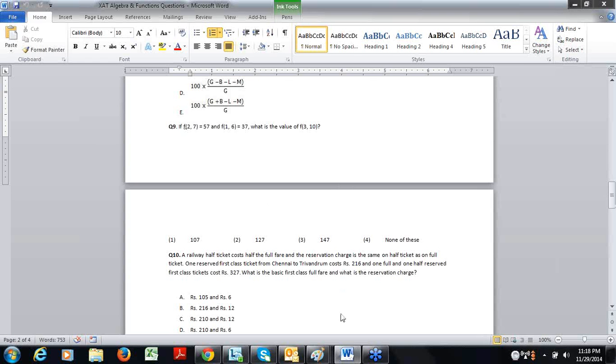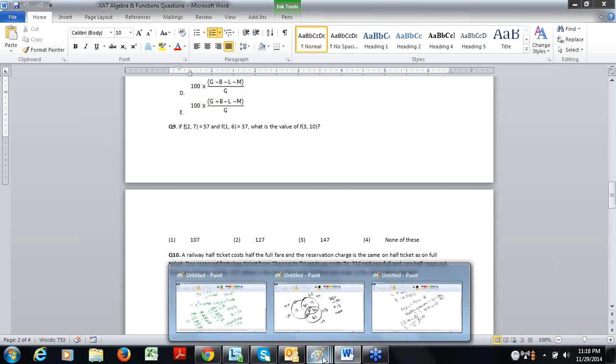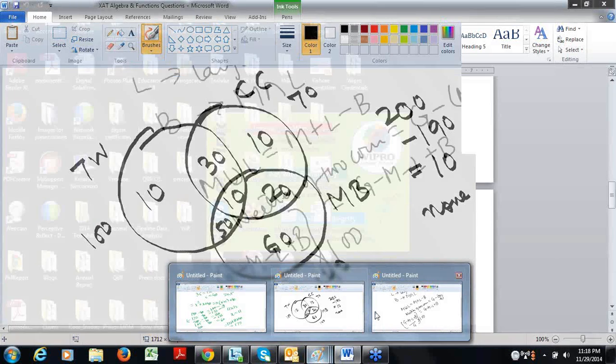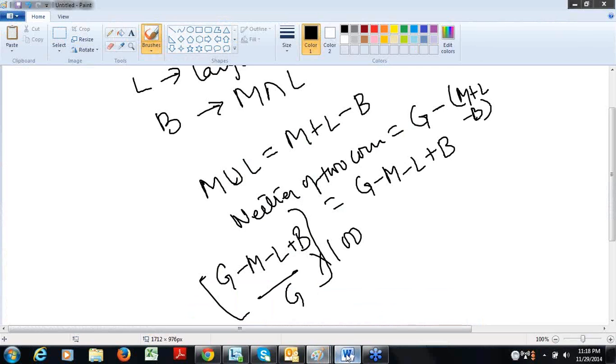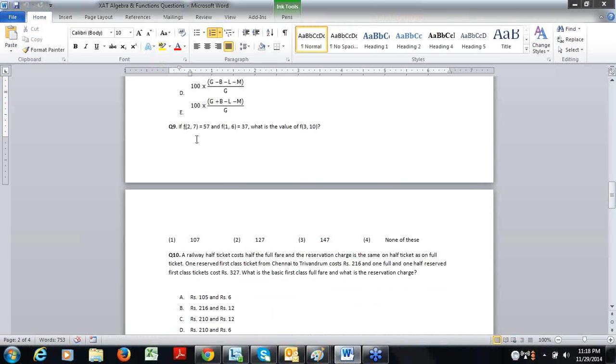Okay, great. Question number 9 will be our last question today. So question number 9 is a little different question. I'll solve it along with you. See, if it is given function f(2,7) is equal to 57 and f(1,6) is equal to 37, find out the value of f(3,10).